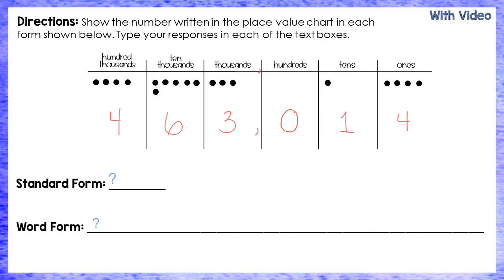So you're going to type this number in standard form. Let's say it together. 463,014. All right, let's continue with word form. The rule for word form is you write it exactly the same way that we say it out loud. So I'm going to be saying this number out loud, and you're going to be writing it down.